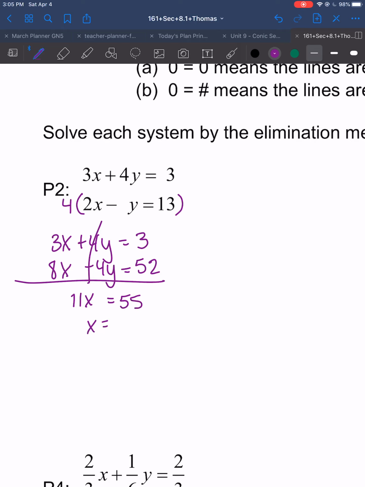So x equals 5. So now that I know what x is, I can plug it back into either one of those equations. I'm going to pick the top one just because it's easier. Actually, I'm going to pick the bottom one, sorry, because I want to find y. So y is already by itself. So 2 times 5 minus y equals 13. So negative y equals 3. So y is negative 3. So your solution is an ordered pair 5, negative 3.